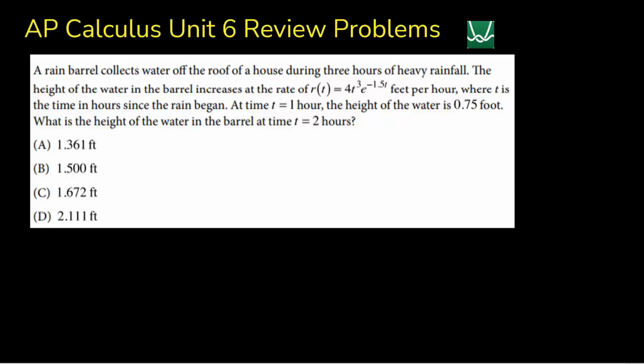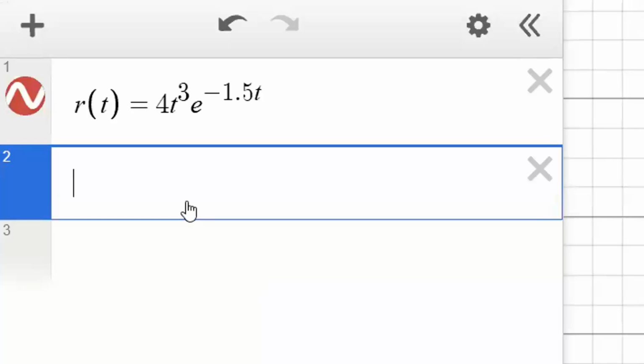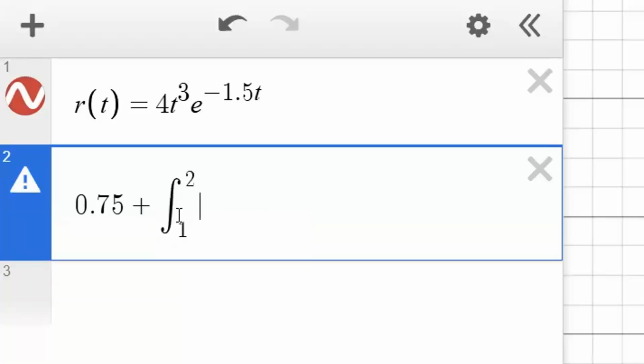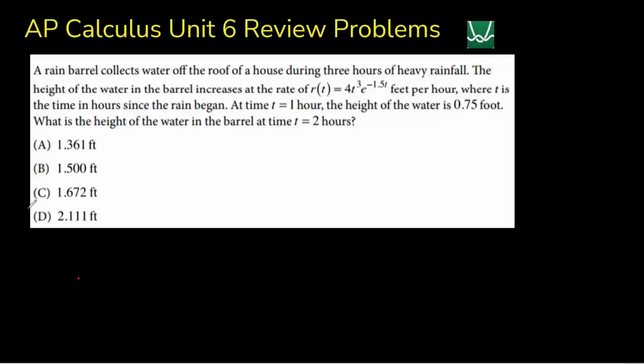Since they're giving us the rate and they want the actual height, we need to use a definite integral. Here I have the rate function directly in Desmos. Now remember, the height was already 0.75 feet, so we need to add that to the definite integral from 1 to 2 of the rate function. And you get 2.111. So coming back over here, that would be choice D.